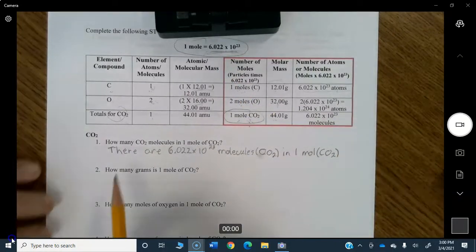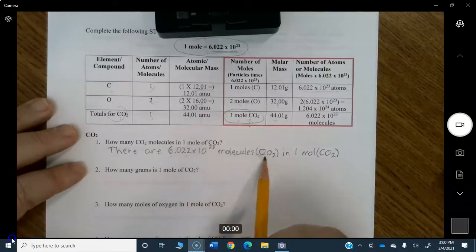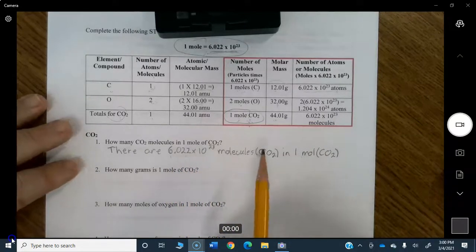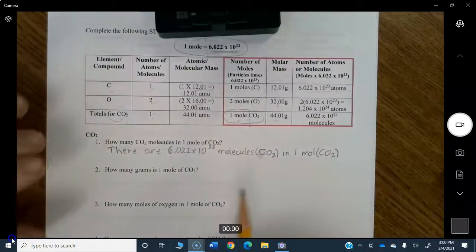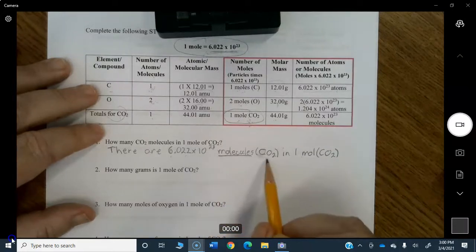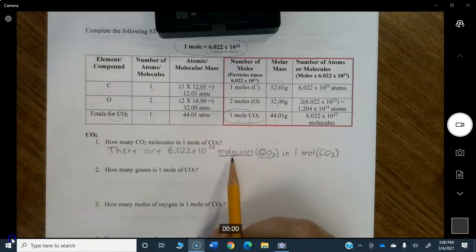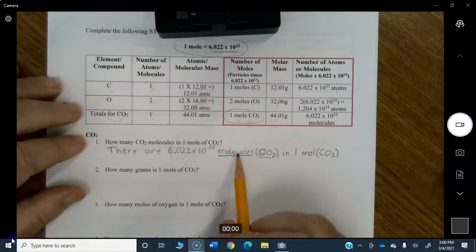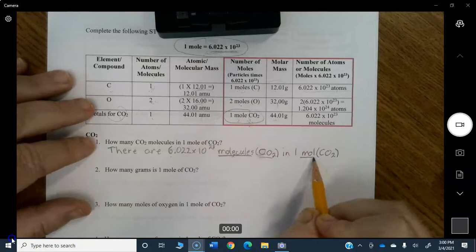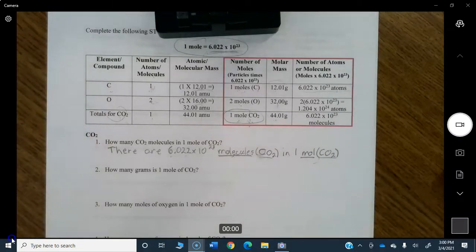Okay, so there are 6.022 times 10 to the 23rd molecules of CO2 in 1 mole of CO2. Whenever you write a number or a compound, anything in stoichiometry and chemistry, it's always units of measure and the substance. Unfortunately, there's no abbreviation for molecules, but the good news is you really don't use that very much. Right here is a unit of measure, moles, and the compound, the substance. So it's always units of measure and a substance. All right, let's go on.